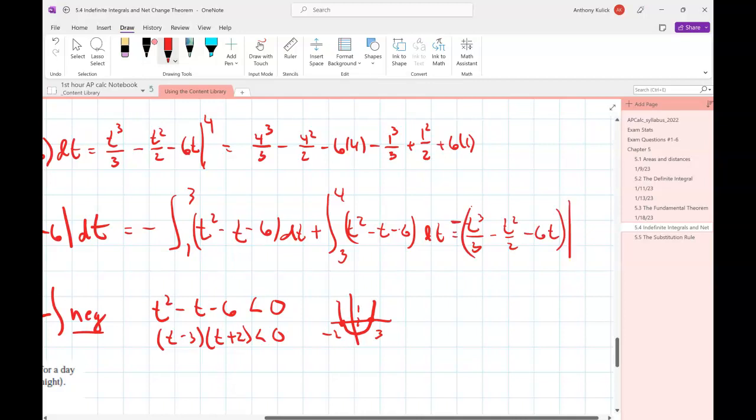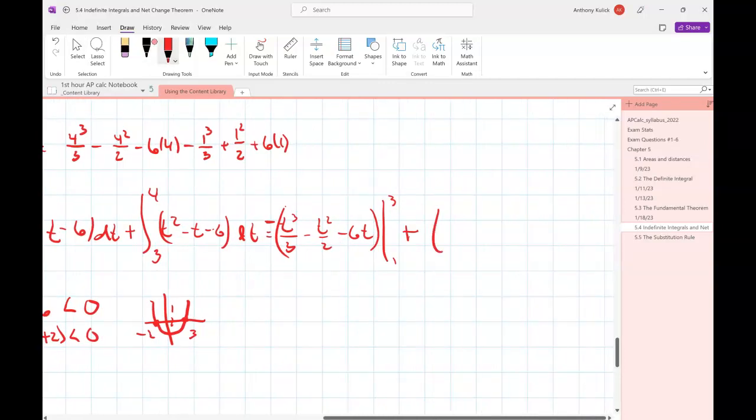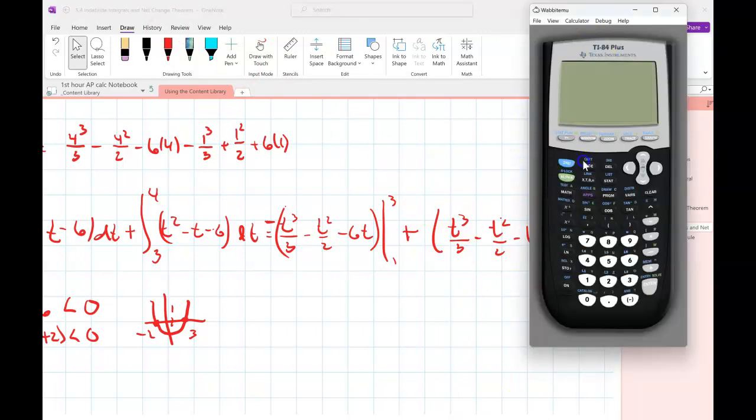And that piece all needs to be negative. But evaluate that from 1 to 3. And then plus the same antiderivative evaluated from 3 to 4. This looks super annoying to me. So this is how I'm going to do it on my calculator. I'm going to go ahead and just type my antiderivative into the y equals menu, and I'm going to let my calculator do all the substituting in for me.